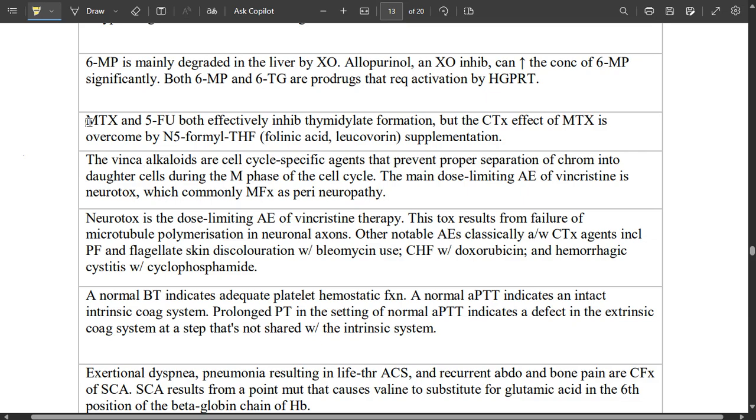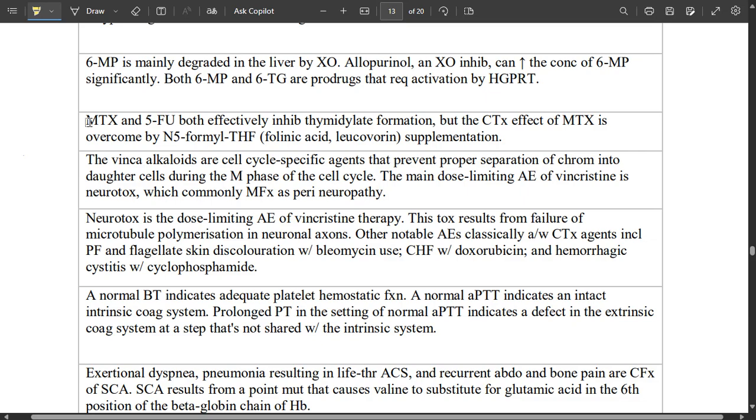Now the next point is about HGPRT. HGPRT is a very important enzyme, especially in uric acid metabolism. Let me search about 6-mercaptopurine and HGPRT. Okay, all right, I'll share what I find.